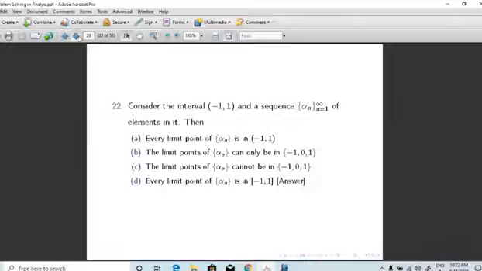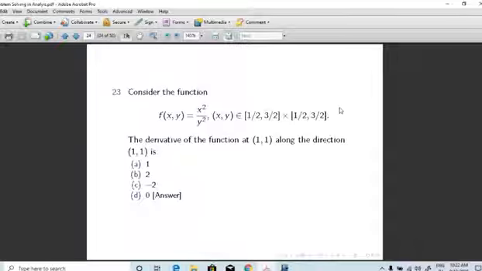Okay, next problem. Now consider the function f of x comma y equal to x square by y square, where x and y vary over this interval. Now, what is the directional derivative? Because they give the direction here, we need the directional derivative of the function at this point along the direction 1, 1. So how to find the directional derivative?